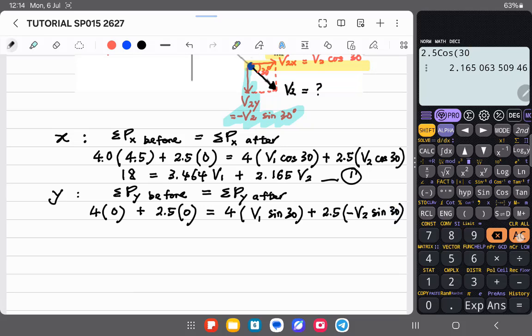Okay, so again I solve it. So this one will be 0. 4 sine 30 is 2 v1 minus 2.5 sine 30, 1.25 v2. This will be our second equation. Then I'm going to solve these two equations.